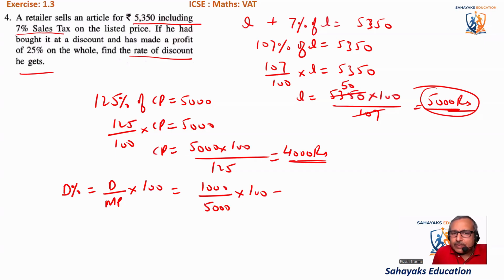Okay, if we compute it, 0 will cancel out here, and it comes out to be 20%. The discount percentage is 20%. So he got a discount of 20%. Because he got a discount of 20%, he was able to make a profit of 25% on it. Okay, so that is it. So let's go to the next question now.